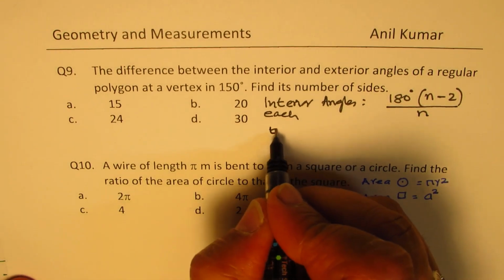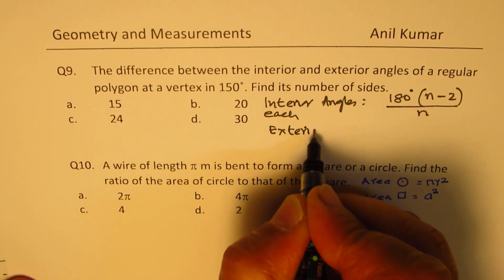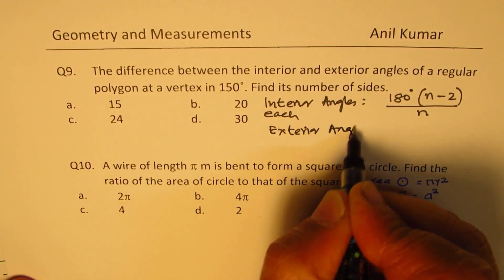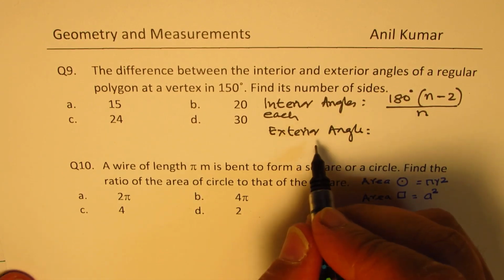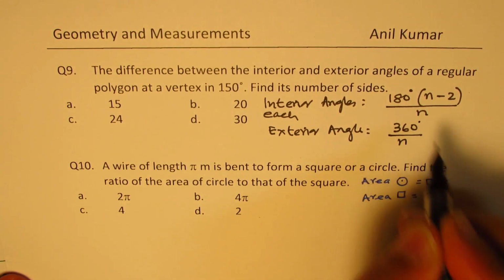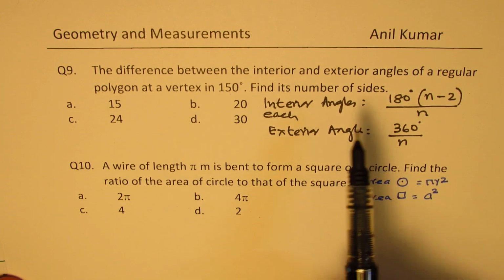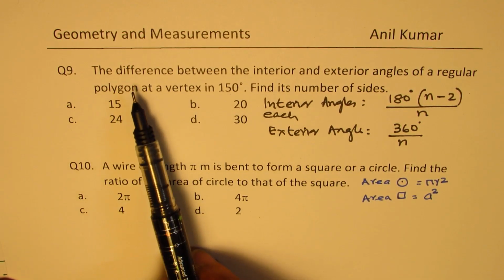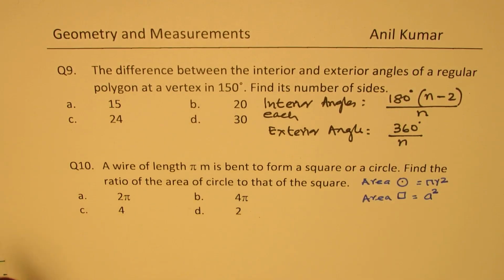Now, how about the exterior angles? The formula is, the sum is always 360 degrees, right? So each will be 360 divided by n. We are saying that the difference between these two is 150, right?